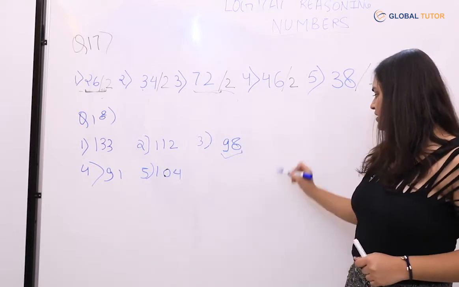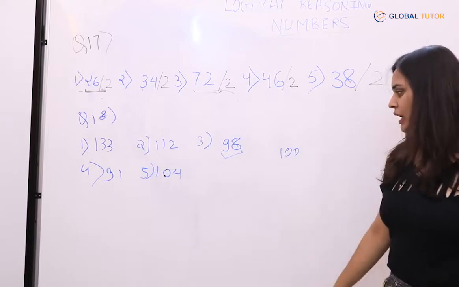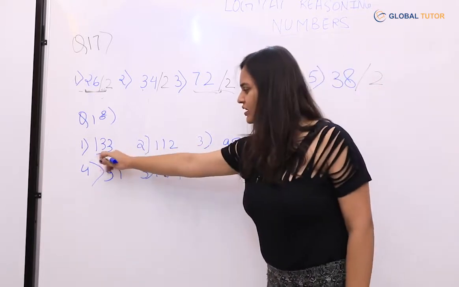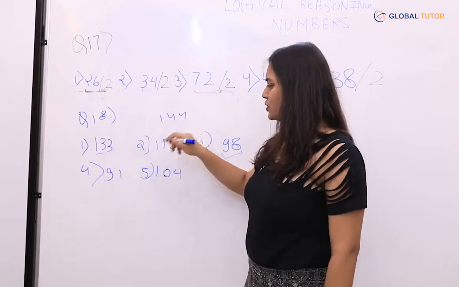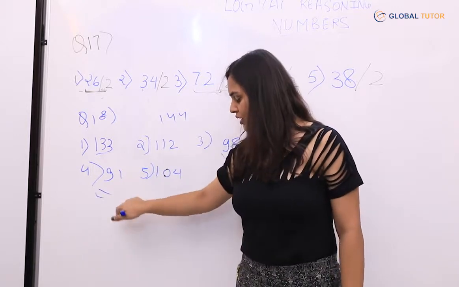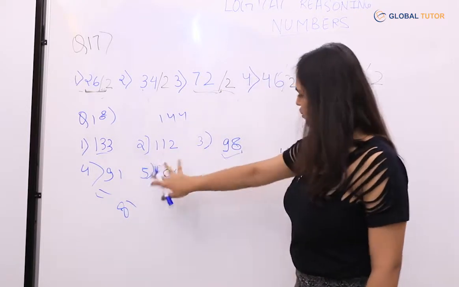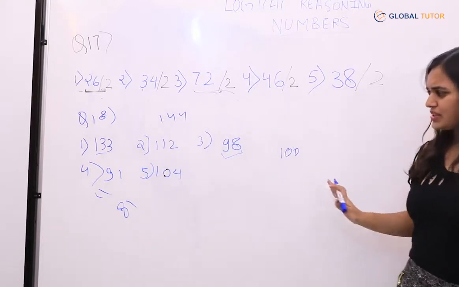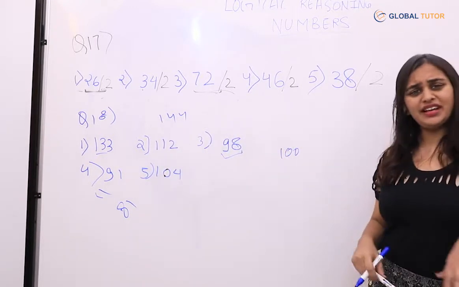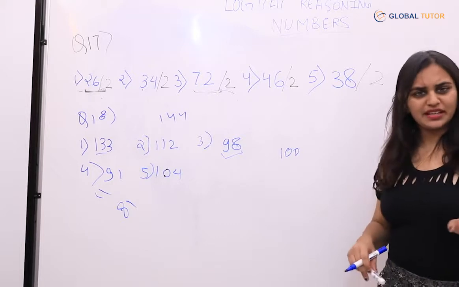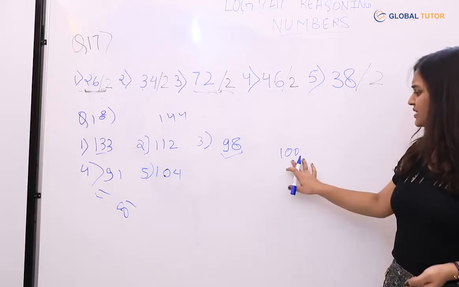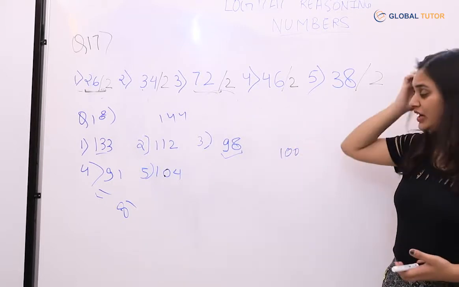So 98, nearest square would be 100. Then you look at 133, nearest square is 144, which is way too far. Then there's 91, nearest square is 81, way too far. So when you look at these things, you are somewhere able to establish the fact that it can't be squares. It can't be related to squares. Why? Because all are so random.